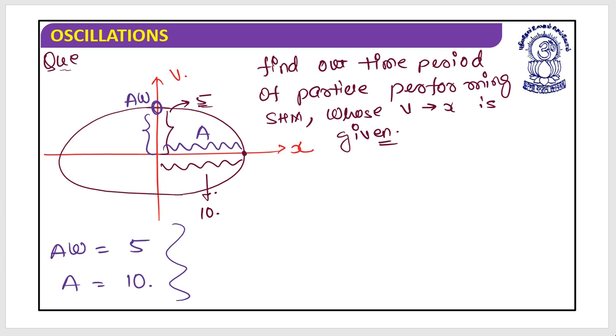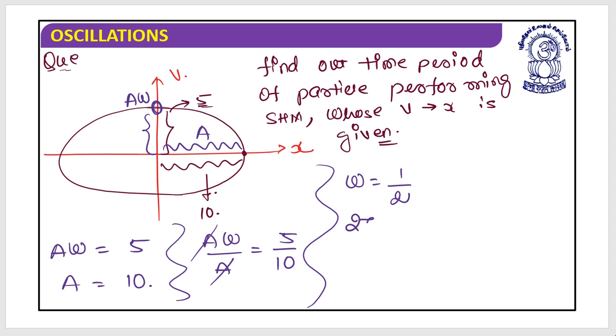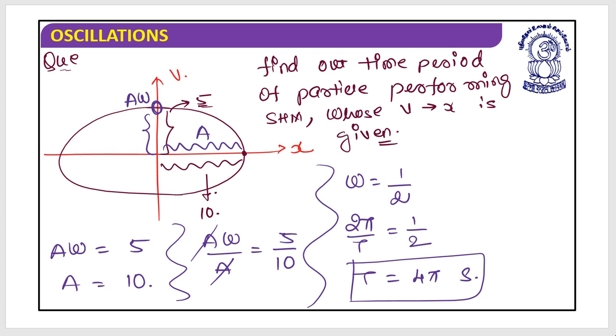If I take a ratio of these two, A omega by A equals 5 by 10, and A has gone, so omega equals 1 by 2. Or 2 pi by T equals 1 by 2, and T equals 4 pi seconds. This is the situation. I hope this is clear. Are you sure? Great. Let's have one more question based on this concept.